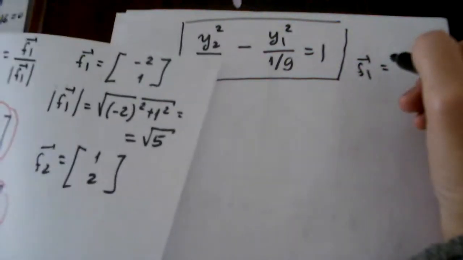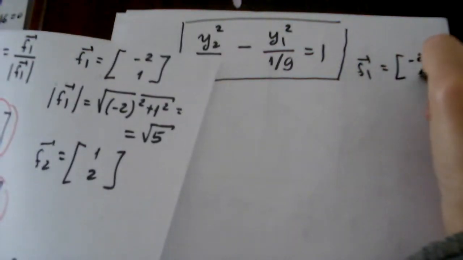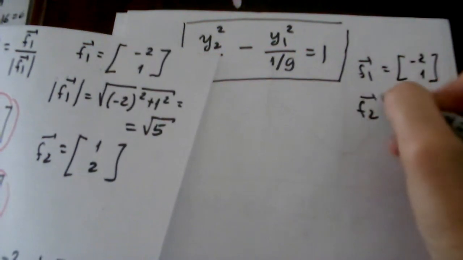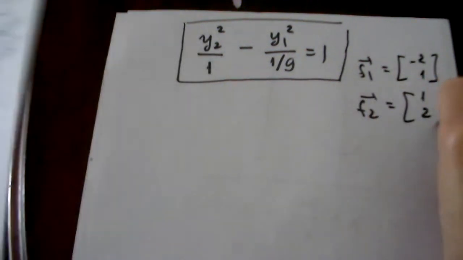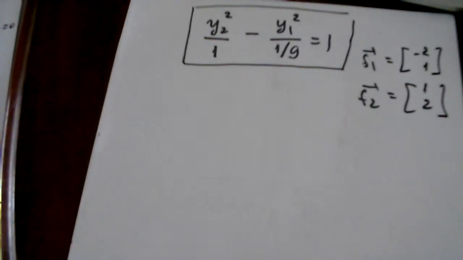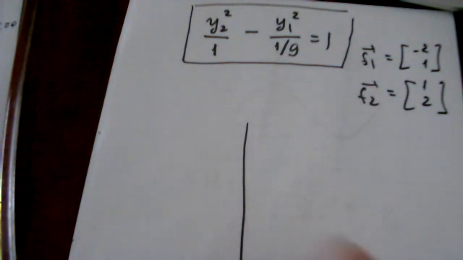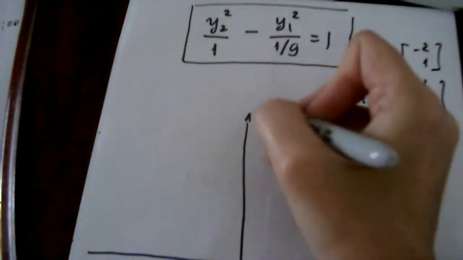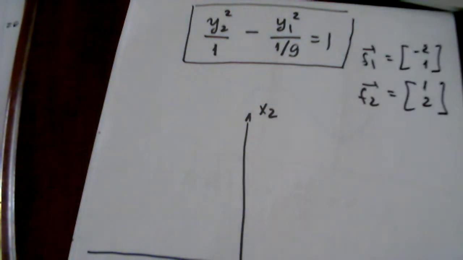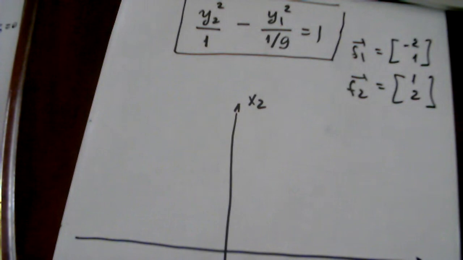So let me copy my vectors F1 instead of E1. F1 was -2, 1. And F2 was 1, 2. So we start by drawing our old coordinate system in the first place. So x1 and x2 should be here. The next step is to plot our vectors F1, F2, as I said, instead of E1, E2.